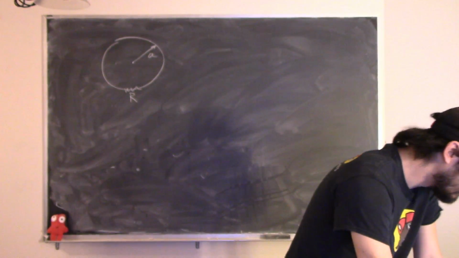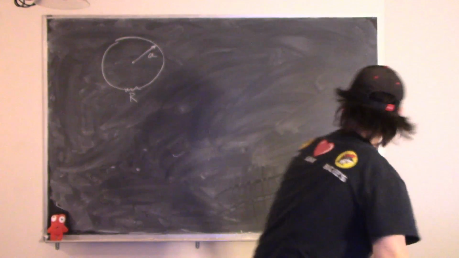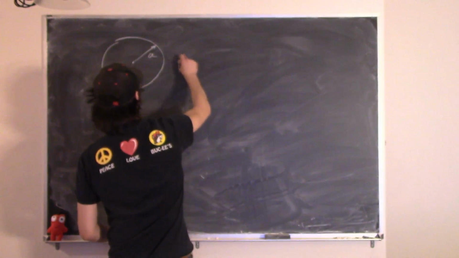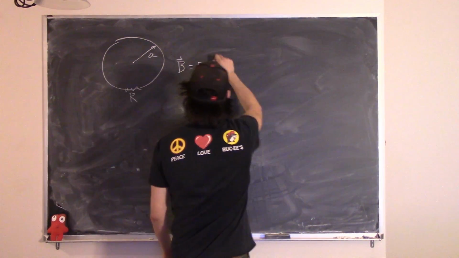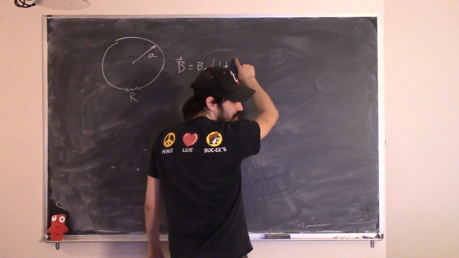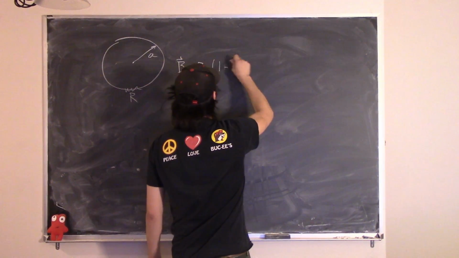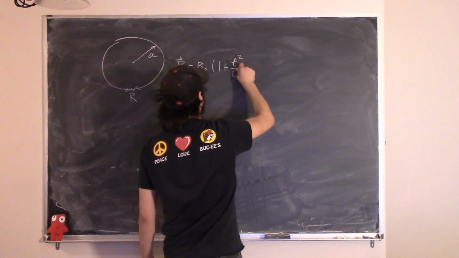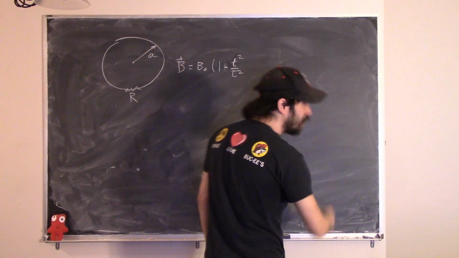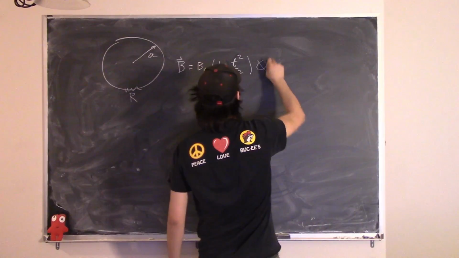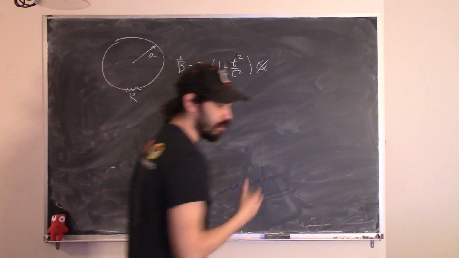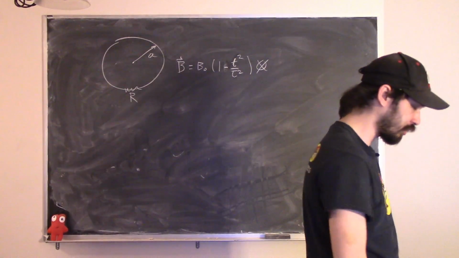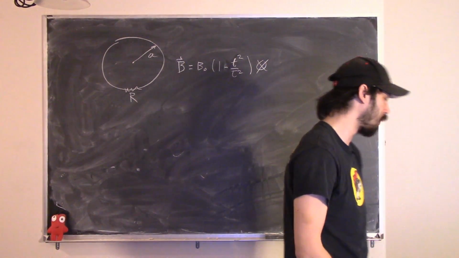And then there's also some magnetic field in this region where the B vector is equal to B0 times 1 minus t squared divided by tau squared. This magnetic field is pointing into the board. What we want to find is the current and the direction of the current that's induced in this loop of wire.